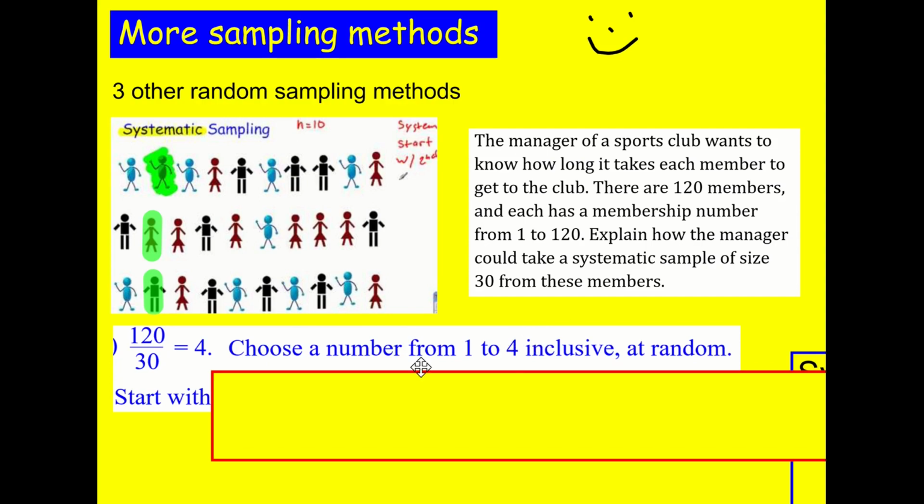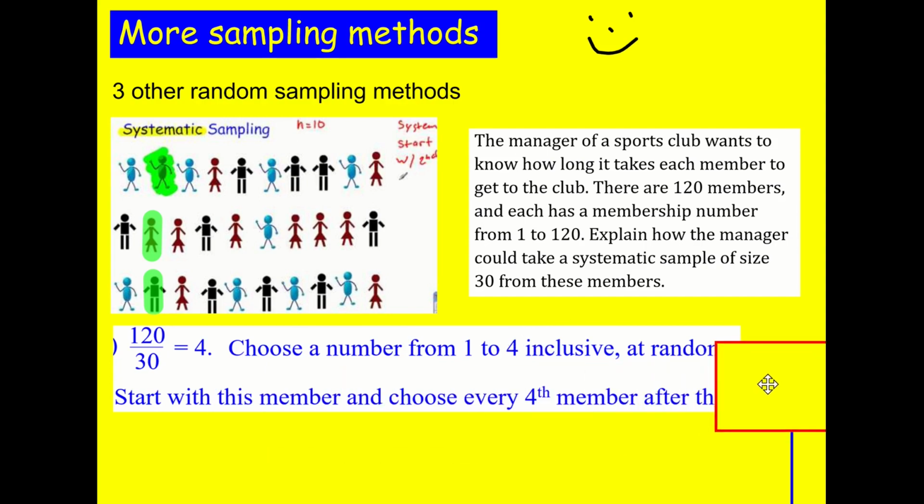Choose a number from 1 to 4, inclusive, at random, and start with this member and choose every 4th member after that. After we've decided the first person, everyone else, there's less randomness going on. But I hope you can agree, there's still definitely a degree of randomness in there.